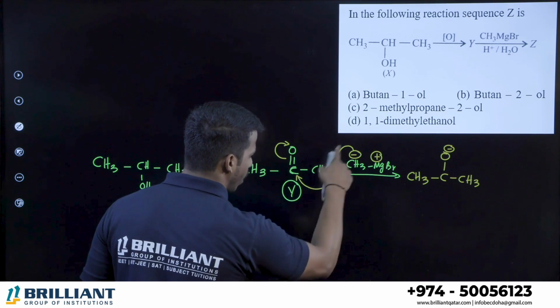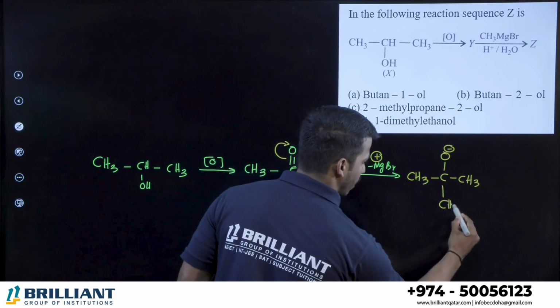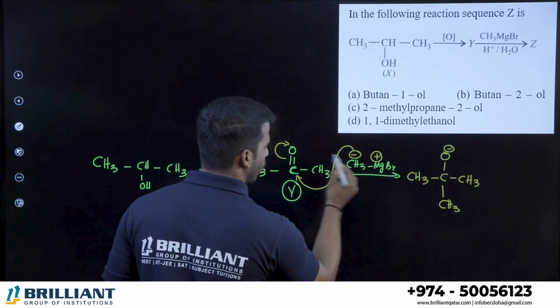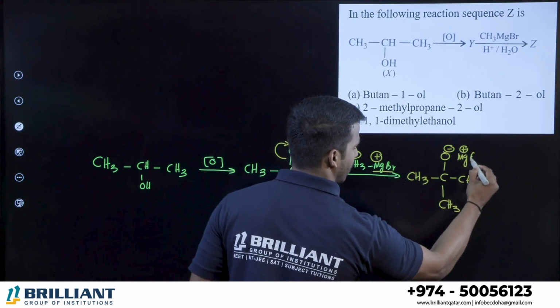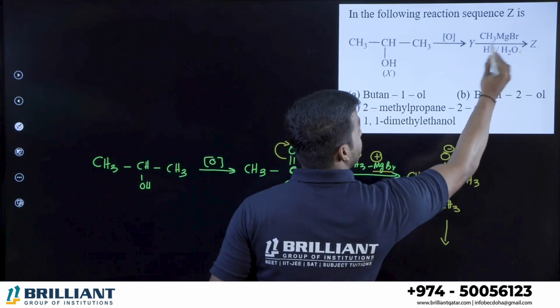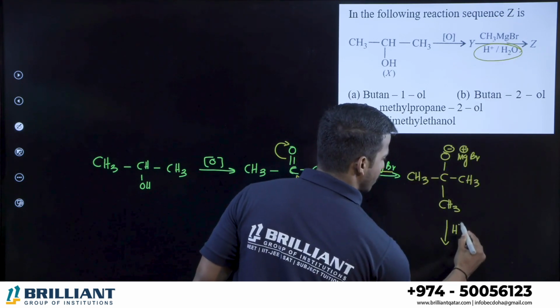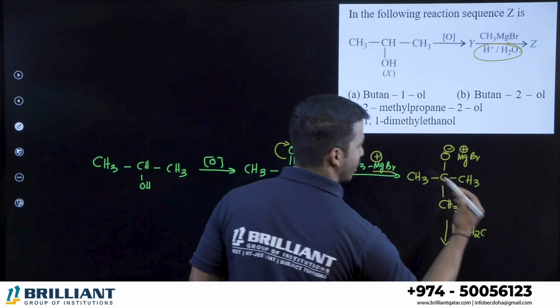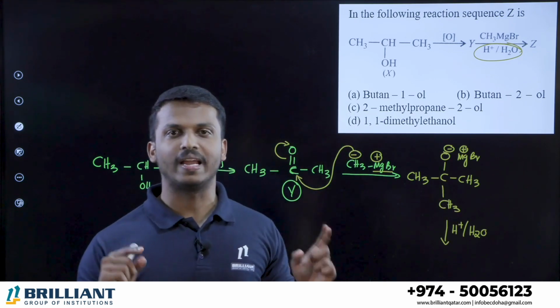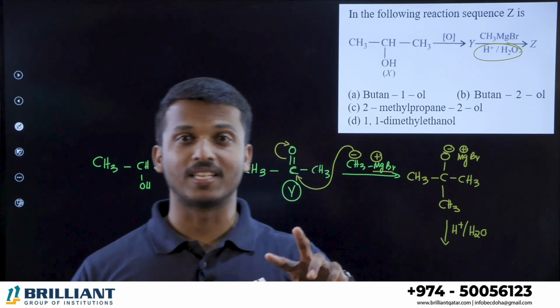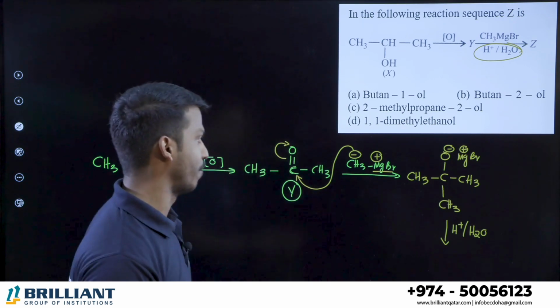To this carbon atom, what attacked? CH3. To this O minus, what will come? MgBr will attack. What is the last step? Acid hydrolysis. We are adding water, dear student. Water contains two species, right? Water contains two ions. What are they? H plus and OH minus ion.